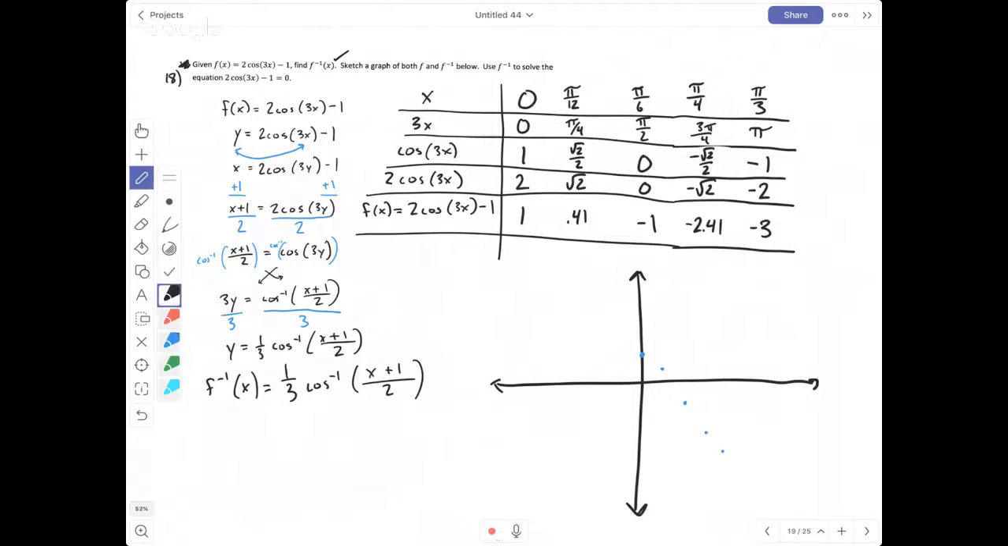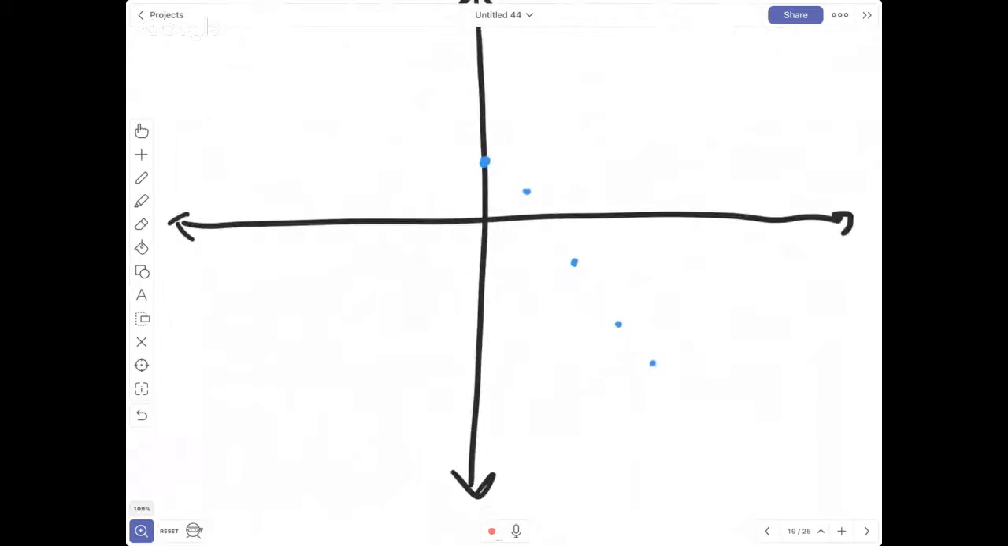So let me put in a scale here. This was 0. And I'm going to zoom in to make this pi over 12. And this was pi over 6. And here I was at pi over 4 and pi over 3.